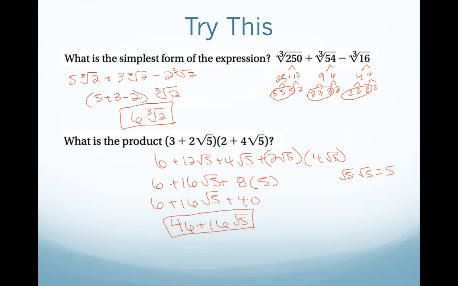In the second example, we need to distribute or FOIL. So we get 6 plus 4 times 3 is 12. So 12 times the square root of 5. 2 times 2 is 4. So then plus 4 times the square root of 5. And then we have our 2 radicals that we multiply. I'm going to multiply the 2 and 4 on the outside of the radical, and then square root of 5 times the square root of 5 simplifies to just 5. And then combining like terms, we get 46 plus 16 times the square root of 5.